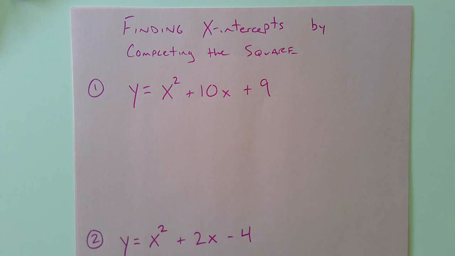So let's go ahead and start with number one. y equals x squared plus 10x plus 9. What we're going to do with this is complete the square. I'm going to do it kind of quickly, so if you want to review that, I would go back to the completing the square video.